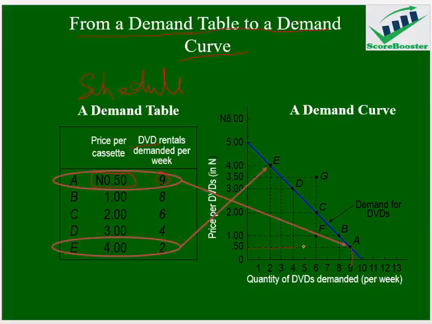I told you to use a graph. Here will be your price, here will be quantity. Are we okay? Now when it's 1 naira, it is 8. Are we okay? When it is 2 naira, it becomes 6. Are we okay? When it is 3 naira, it becomes 4. You can see. And when it is 4 naira, it becomes 2.